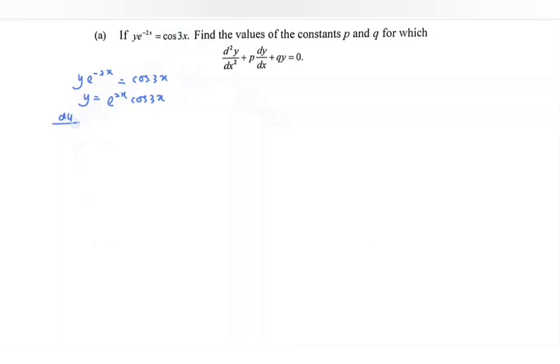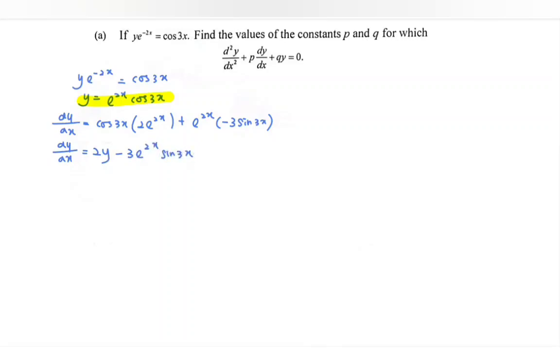So we have dy/dx, which equals cos 3x bracket, we have 2 exponent 2x, plus we have exponent 2x, differentiate the cos, and we have negative 3 sine 3x. Rewrite the situation and make use of these parts. So dy/dx, where we have the situation 2y minus 3 exponent 2x sine 3x.